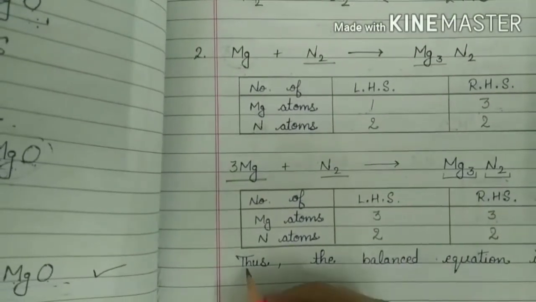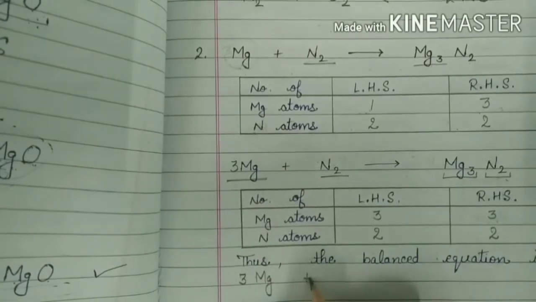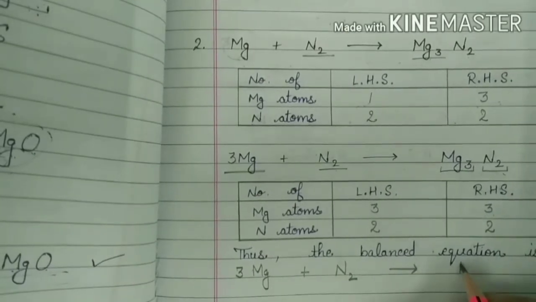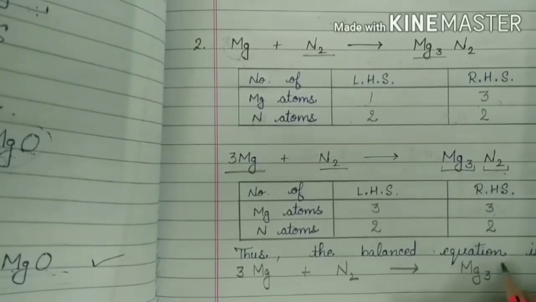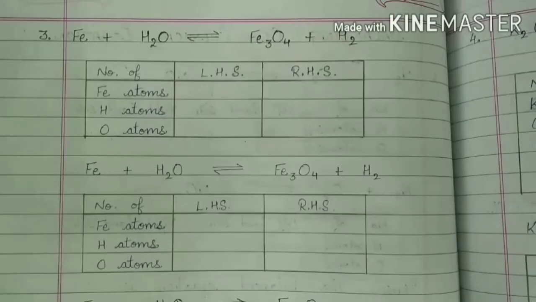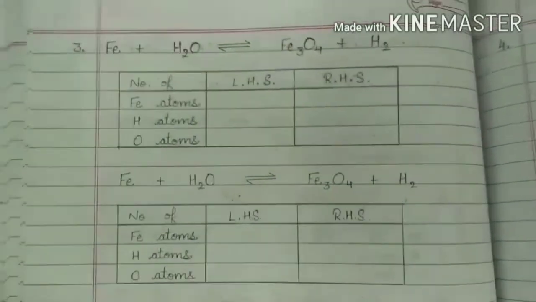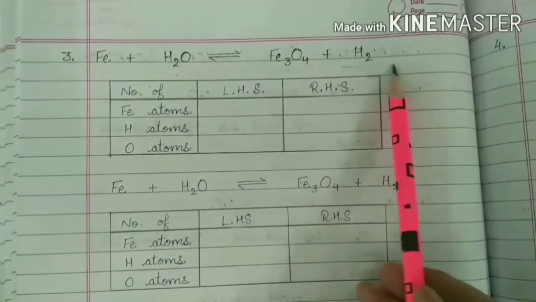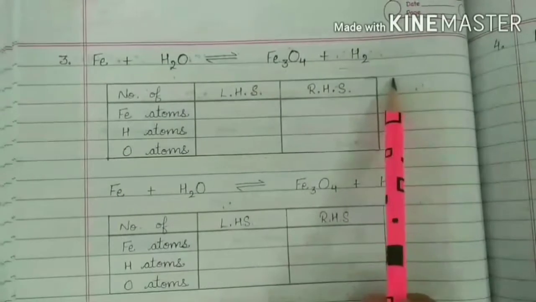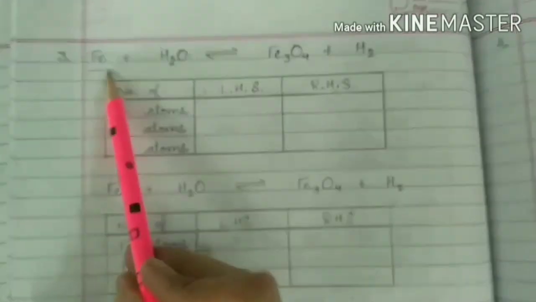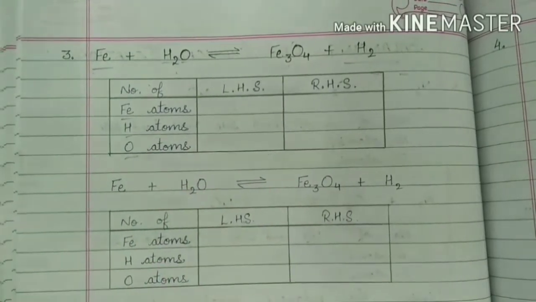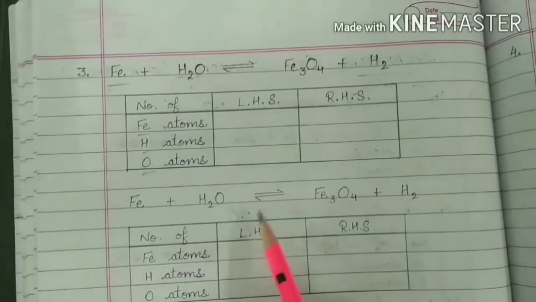So the balanced equation here is 3Mg plus N2 gives Mg3N2. Moving on to the next equation, we have iron plus water gives ferrosoferric oxide and hydrogen. Here in this equation we have 3 elements. These are iron, hydrogen and oxygen. So let's count the number of atoms of these elements on each side.